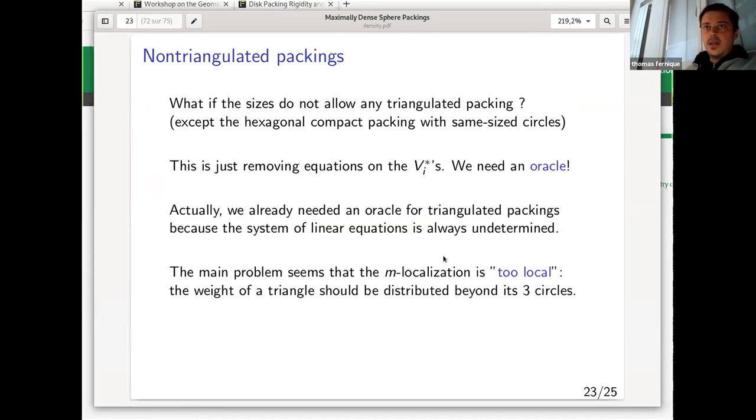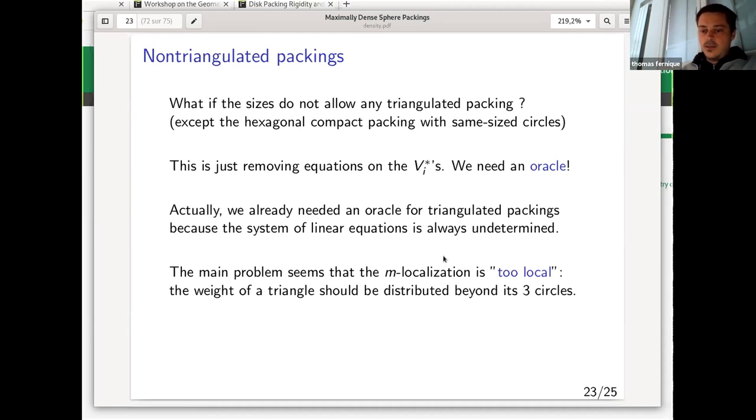So I have said it's designed for triangulated packings, but actually, if you think a bit about this, there is no real reason why it suits triangulated packings in particular. It could work for any other packing. The main problem in the m-localization is that the way you distribute the weight is rather local. It's not as local as in the first case we considered, the hexagonal compact packing, but it's quite local. You give it to the three circles in the triangle, with some condition about the neighboring circles of each circle. But maybe for some cases you will have to distribute the weight a bit farther. But the farther you distribute the weight, the harder it is to prove your inequality, because the dimension of your space increases.